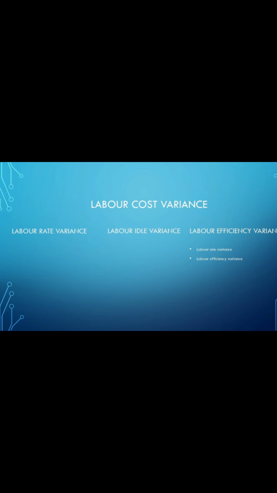Before computing, what is labor variance? A labor variance is also known as a direct labor variance. It is the difference between the actual cost of the labor and the standard or budgeted cost of the labor. Labor cost variance is further classified into three: labor rate variance, labor idle time variance, and the last one is labor efficiency variance. The labor efficiency variance is further classified into two: labor mix variance and labor yield variance.